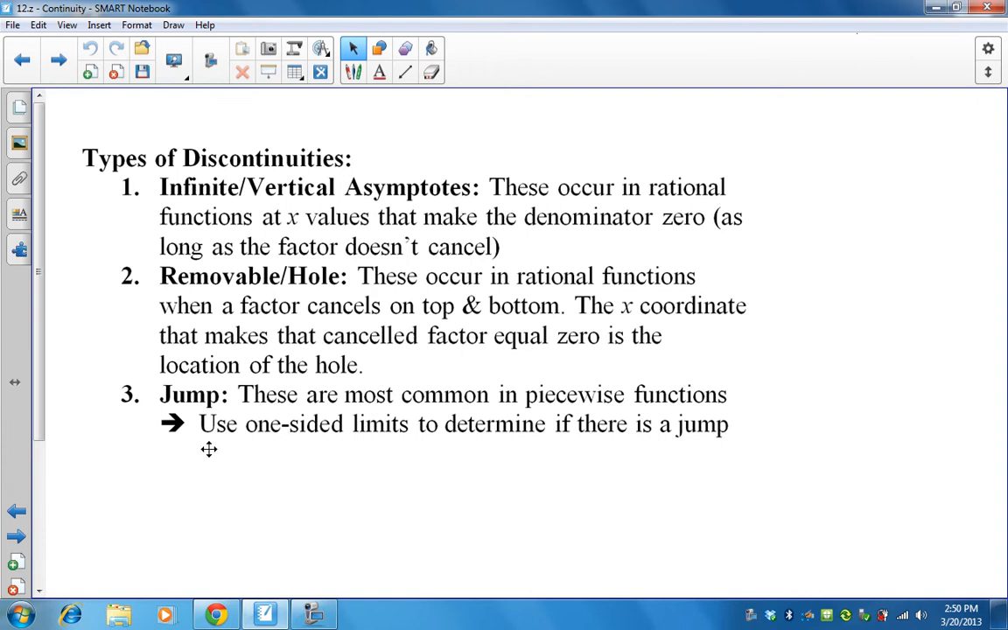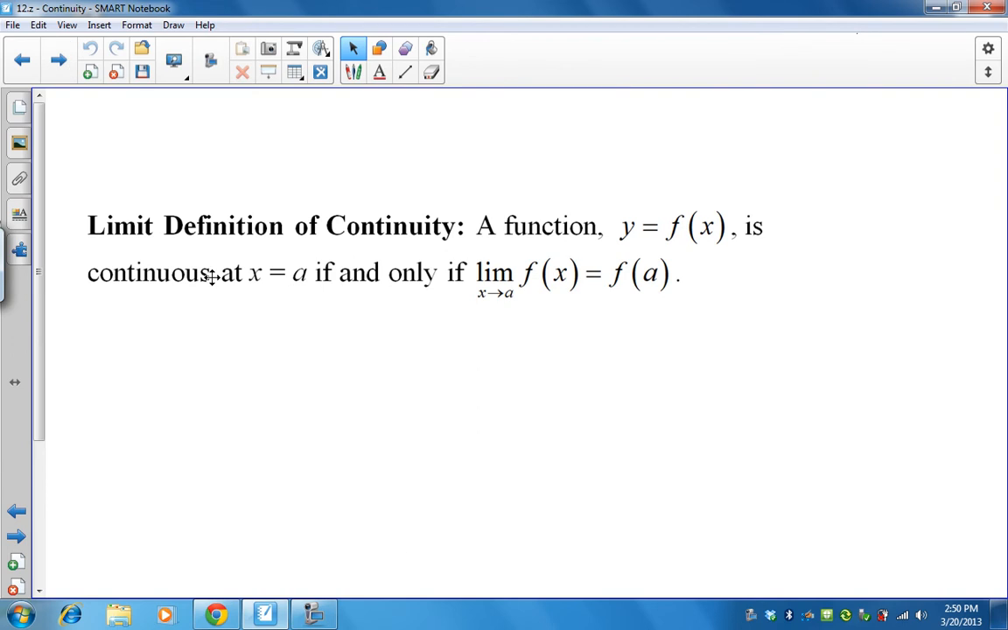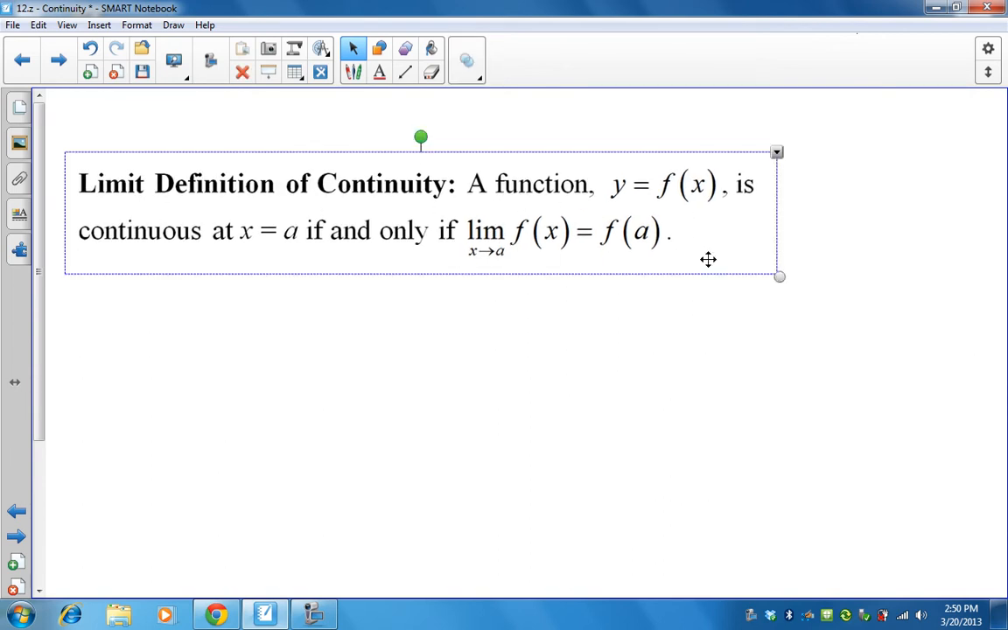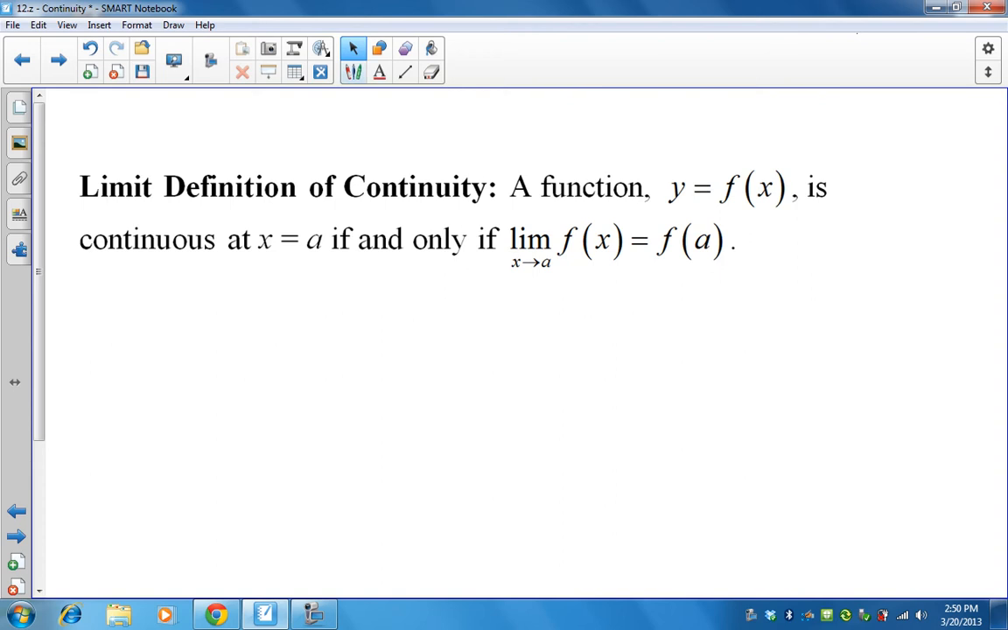is your hole. And then there's a jump, which I don't think we talked about last semester, but these occur most often in piecewise functions, and you use one-sided limits to determine whether or not there is a jump. There is also a limit definition of continuity, where the idea behind finding whether or not a function is continuous is this thing right here. If the limit as x approaches some number of a function is equal to f of the number, that's what we have to prove to show that something is continuous.